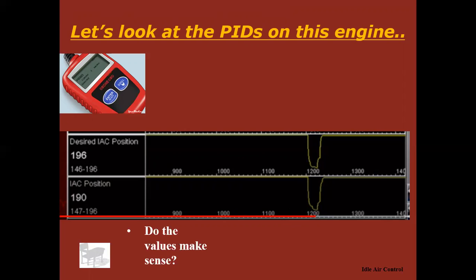Do the values make sense? I guess it depends on the situation. Maybe if, say, you're sitting in a car idling at a stoplight, or if you're watching the live view, hopefully you're not driving, but say your car's idling and all of a sudden you kick on the air conditioning, it's going to drag down on the motor a little bit, and that could be where this little step is.